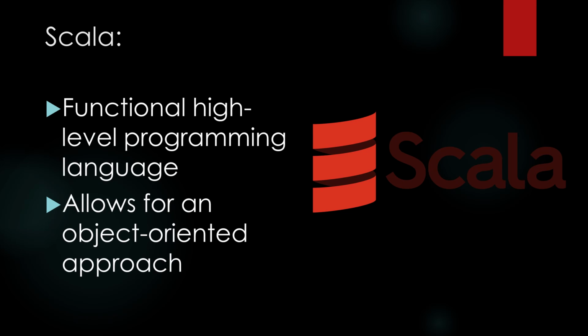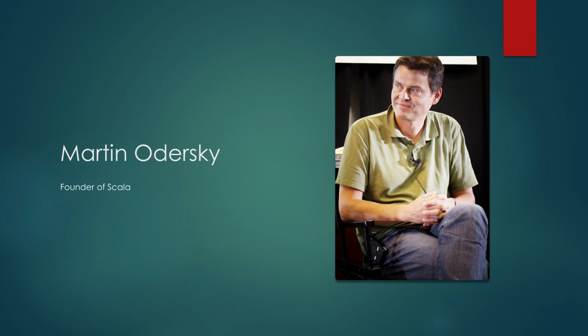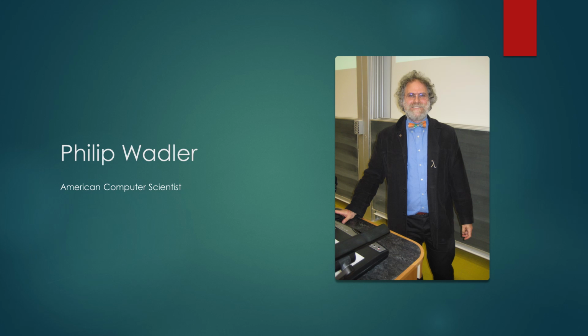Scala is a primarily functional, high-level programming language which allows the programmer to take an object-oriented approach. It boasts that its static types assist in avoiding bugs with applications that have more complicated moving parts and was designed by Martin Odersky. Odersky's journey to the design of Scala began in 1995 when he learned about Java. He teamed with Philip Wadler, an American computer scientist, to develop a functional language that would compile into Java bytecode, which is the instruction set for the Java virtual machine.